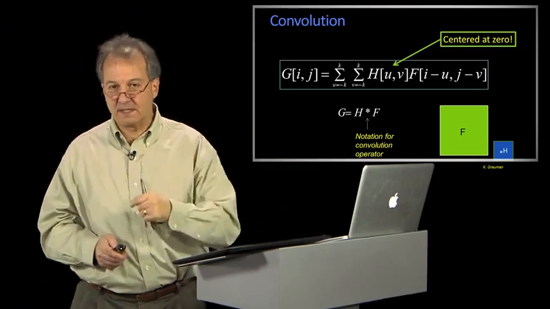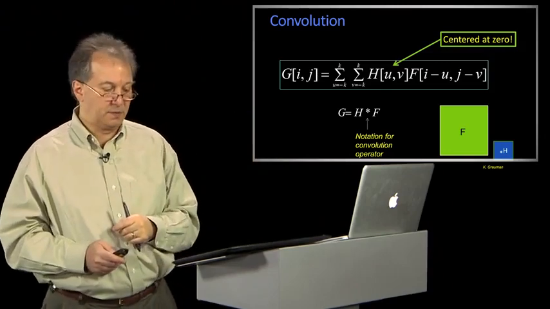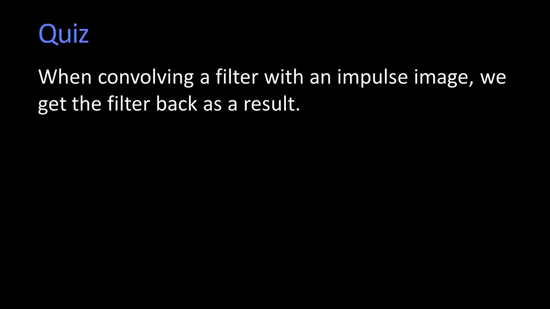This is actually sort of the physics of what's going on when you put an impulse through this response. When convolving a filter with an impulse image, we get back the filter as a result, right? So in other words, by doing the convolution, we flipped it and then we rotate it, it flips again. So if I take an impulse and I convolve it with H, I get back H.